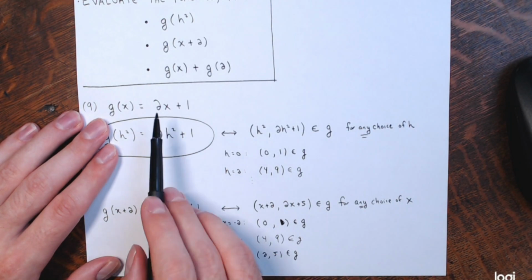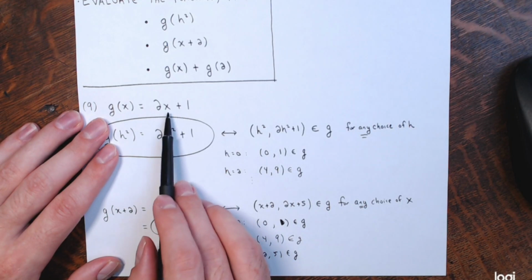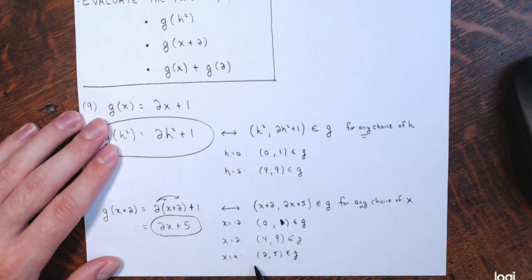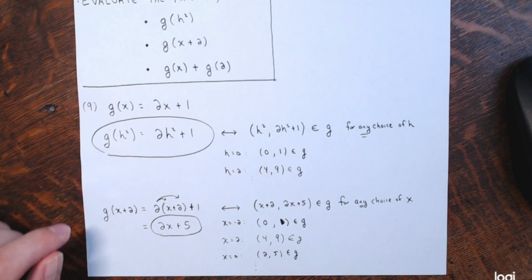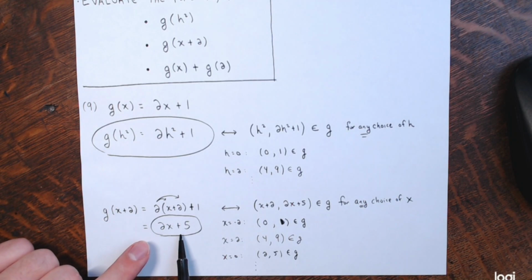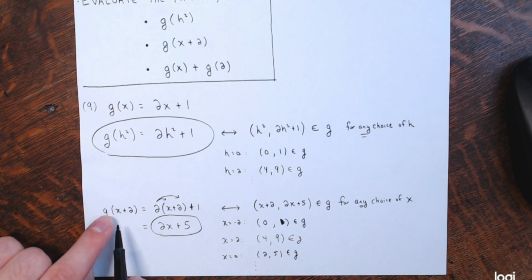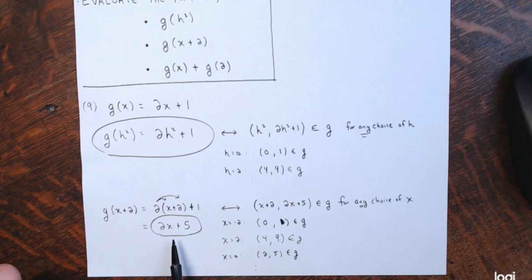And let's check it. If 2 was the input, 5 would be the output, right? 2 times 2 plus 1. You can do this all day long. But all they're asking for, though, is this, the 2x plus 5. What's the value of g at x plus 2? Is this 2x plus 5?